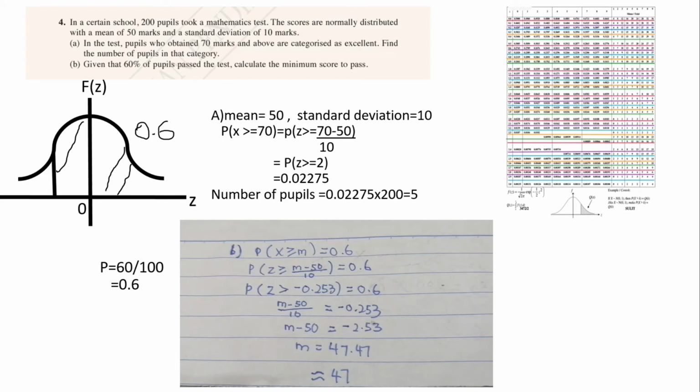Then from the Buku Cipher, find the probability of 1 minus 0.6 equals 0.4. Then from the Buku Cipher, find the z-score of 0.4. Then the z-score is negative 0.253. Then (m - 50) over 10 equal negative 0.253. m minus 50 equal negative 2.53. m equal 47.47. Then the final answer is 47.